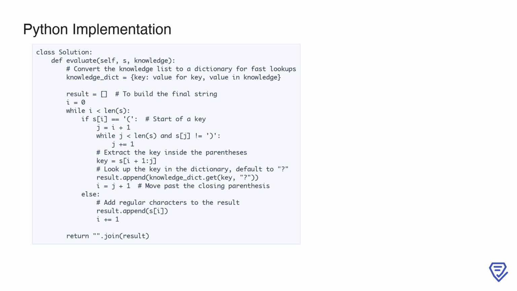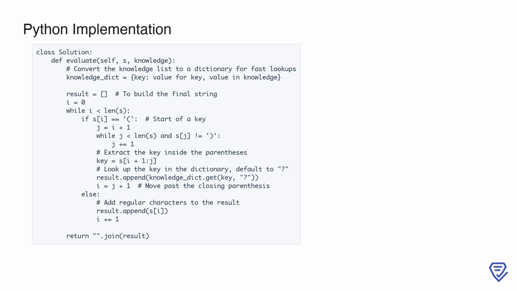1. Convert knowledge list to dictionary. The knowledge list is converted into a dictionary, knowledge_dict, for efficient lookups. This is done using a dictionary comprehension, where keys and values are extracted from the knowledge list. 2. Initialize result list and pointer. We initialize an empty list, result, to build the final output string, and a pointer i to traverse the input string s.